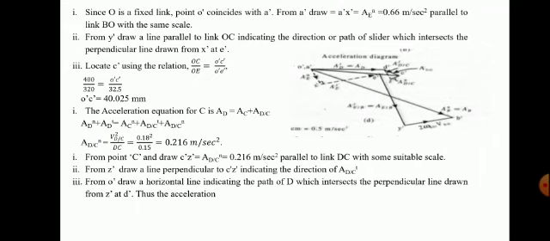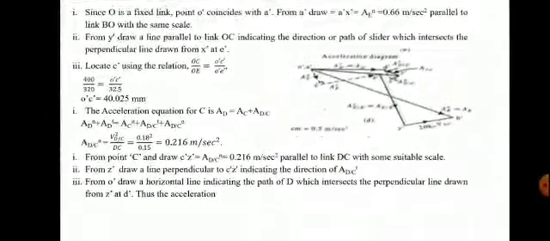Therefore, from the point C dash, draw C dash Z dash. We can mark here C dash Z dash. It is nothing but A_NDC. Mark that it is equal to 0.216 meter per second square, parallel to the link DC, with some suitable scale. From Z dash, draw a line perpendicular to C dash Z dash, indicating the direction of A_TDC.